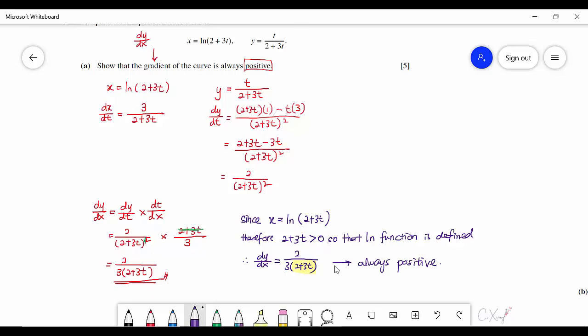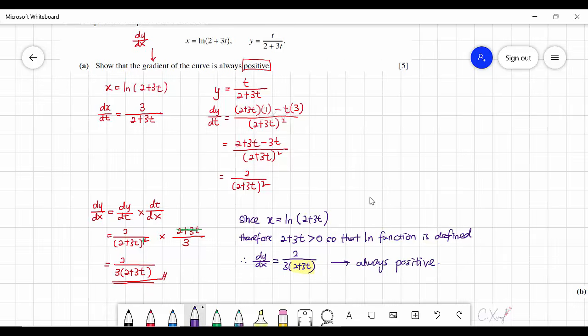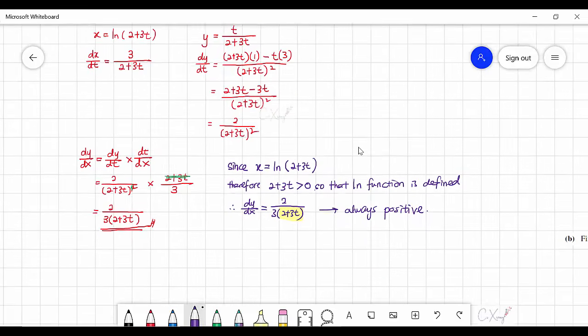Okay, so you need to tell them the reason, because without saying the reason, t can be any value. But if you look at the original parametric equation, you have to make sure that 2 plus 3t must be positive so that the ln function is defined. Okay, all right, then now let us continue to part 2.